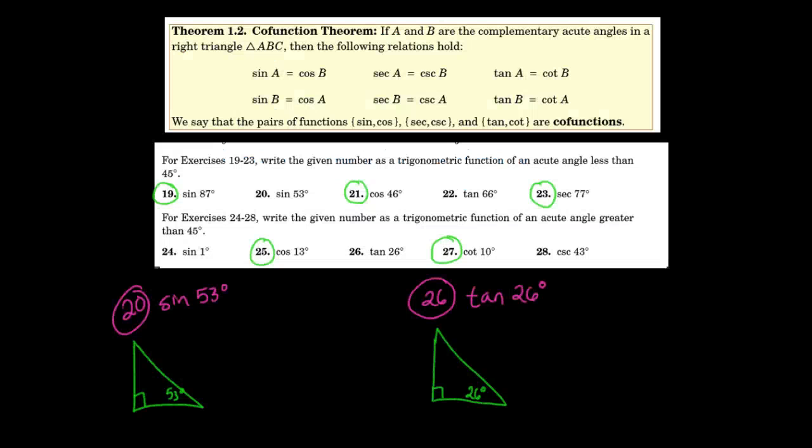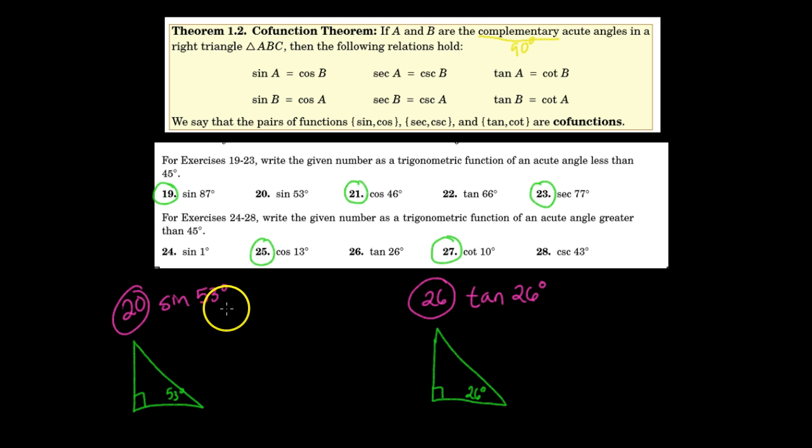So the cofunction theorem: if A and B are the complementary acute angles in a right triangle, then the following relations hold. Remember that complementary means 90 degrees, right? That the sum of the two angles is 90 degrees. Those are the two angles here.